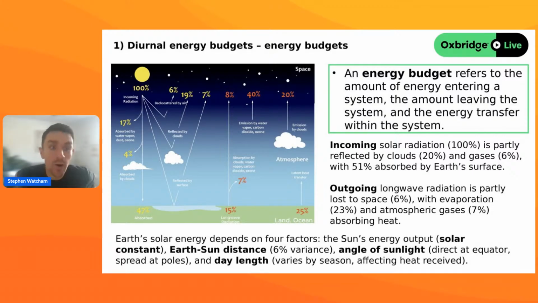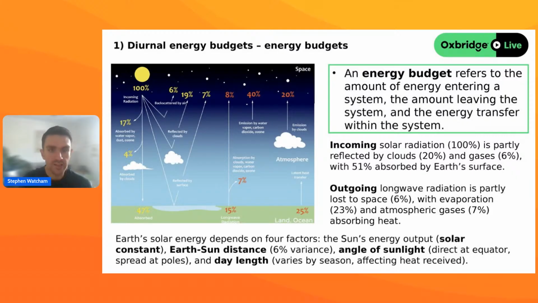So what is our energy budget? So this is a key term. This refers to the amount of energy entering a system, the amount leaving the system, and the transfer within the system. In simple terms, what energy is coming in from the sun, what energy is being reflected back by the Earth, and what's happening in the space where that's occurring. That's what we're essentially asking here.